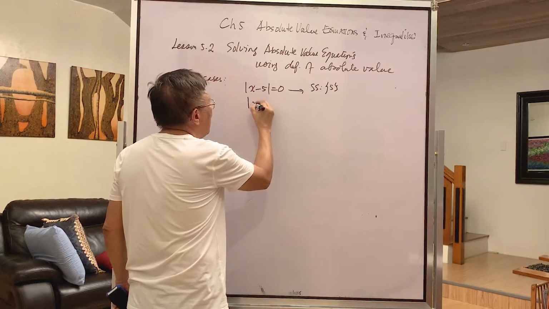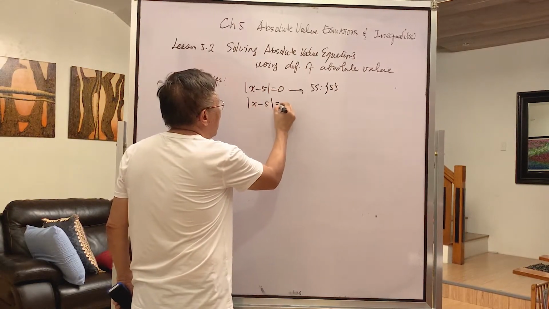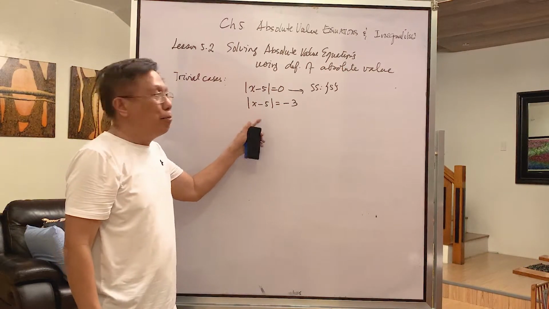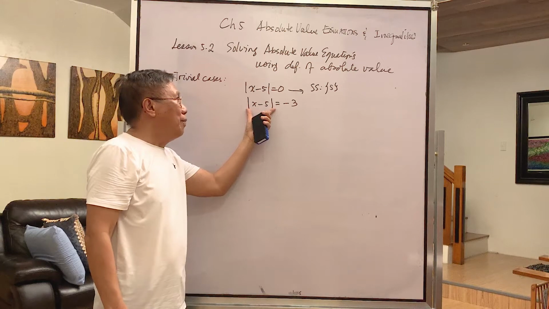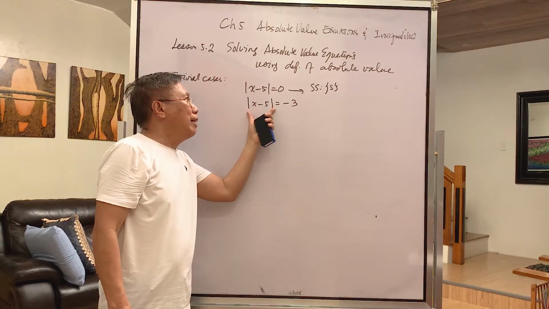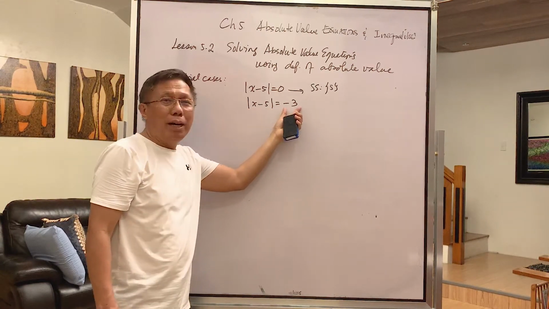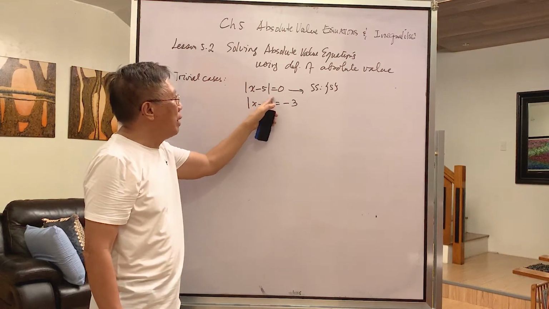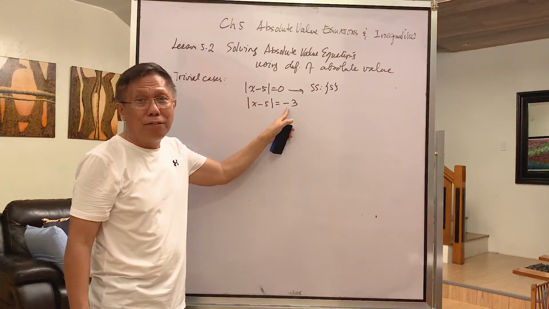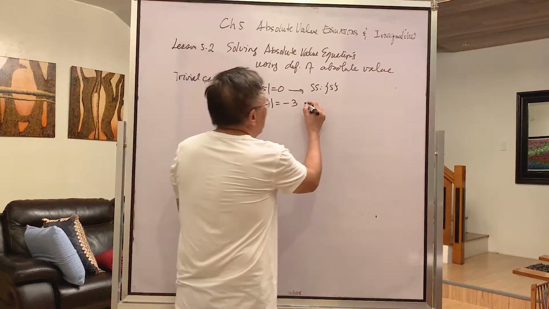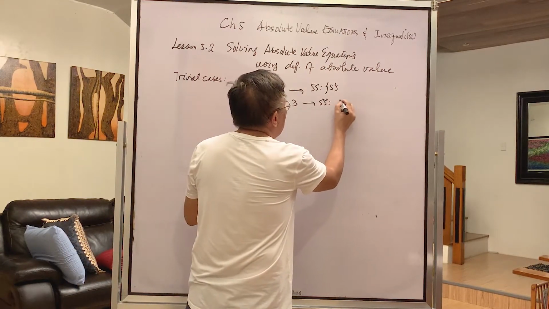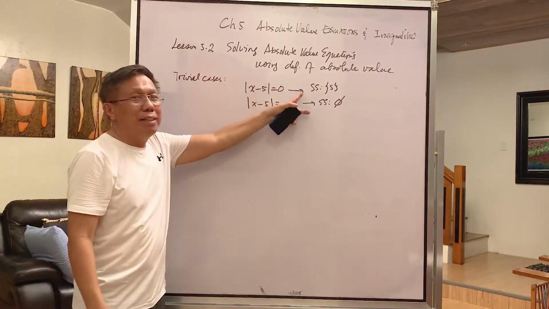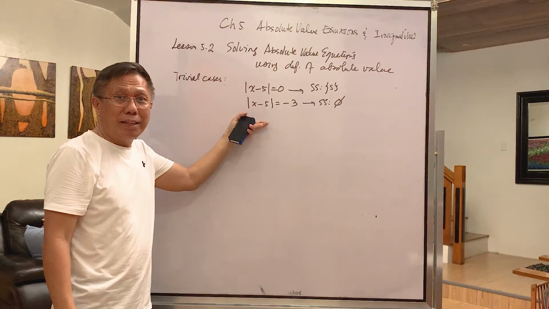Now, what about this one here? This is another trivial case. The absolute value of an expression can never be equated to a negative number. So there is no value of x that will make the left-hand side equal to a negative number. So, this one now, the solution set will be a null set. We won't be interested in these trivial cases.